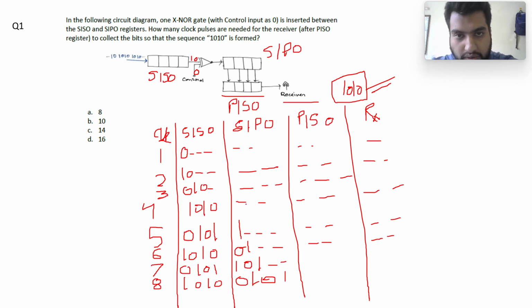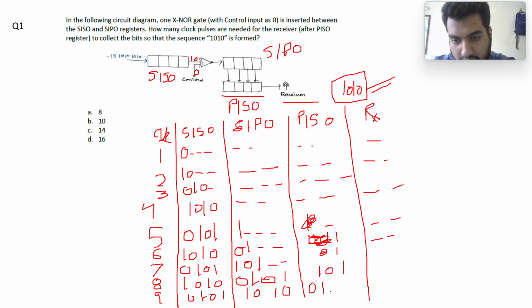And also once these inputs go to here, it will be parallel output, so we'll have a parallel output here also. In the next clock cycle, here it will be 1, here it will be 0 1, here it will be 1 0 1, and in this clock cycle, that is 9th, it will be 0 1 0 1, 1 0 1 0, 0 1 0 1, and this is going to parallel in serial output.